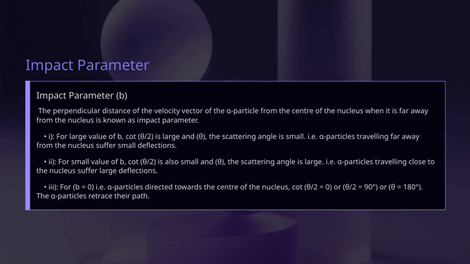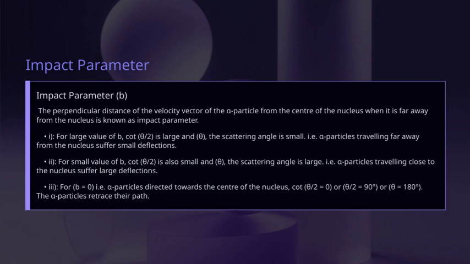Next, if the impact parameter is small but not 0, cotangent of theta/2 becomes small, which means the scattering angle theta is large. So, alpha particles traveling close to the nucleus experience significant deflections, deviating sharply from their original paths. Conversely, when the impact parameter is large, cotangent of theta/2 is large, and the scattering angle theta is small.